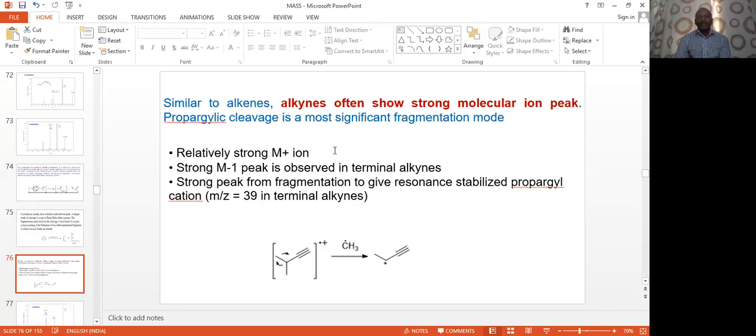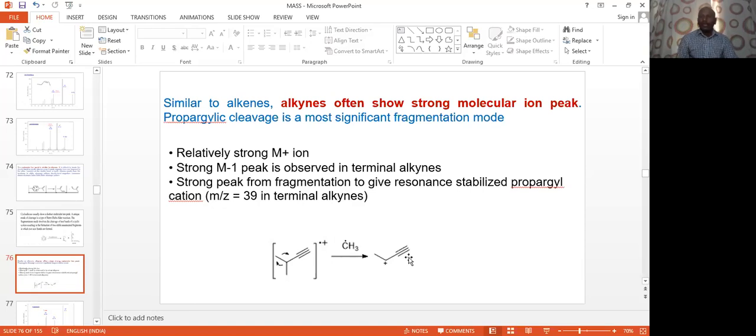In the terminal alkyne, you have the CH, and one of the hydrogens will be removed from here. So one mass unit lesser than the molecular ion, and you will get the M minus 1 peak. And we have seen that the resonance stabilized propargylic cation, with m/z value 39, is a stable fragment, like the allylic cation.